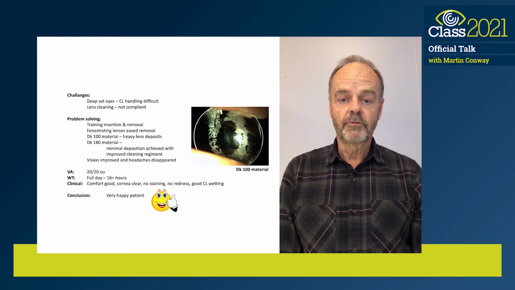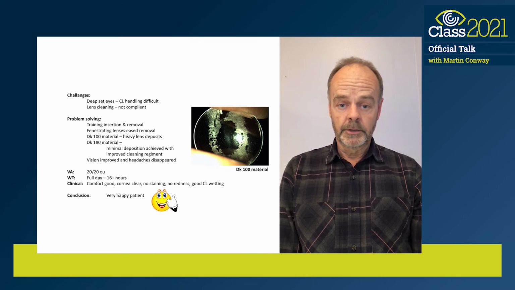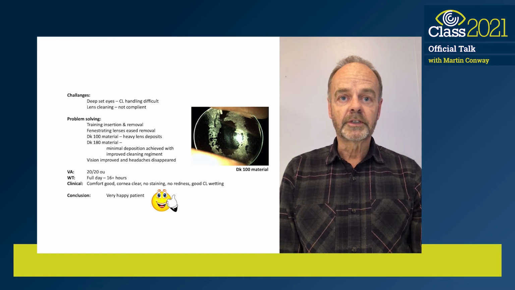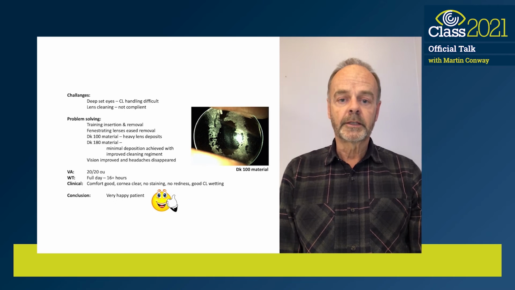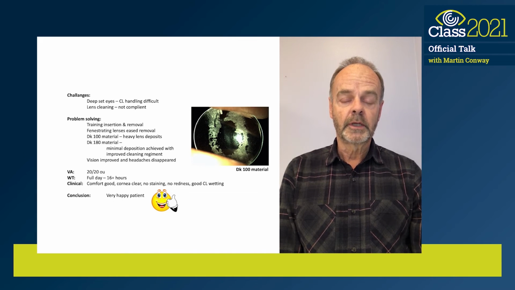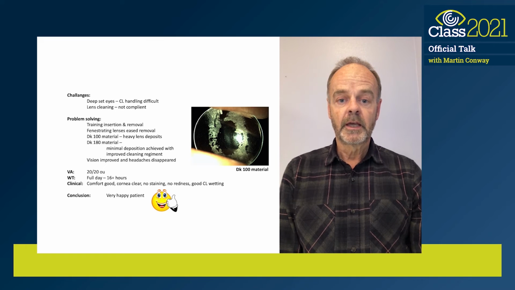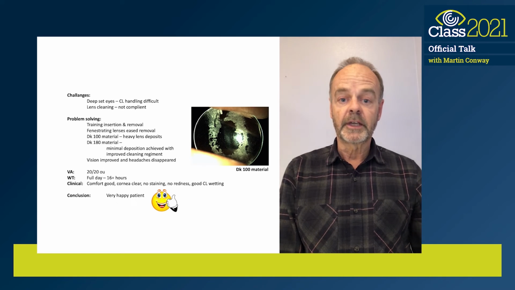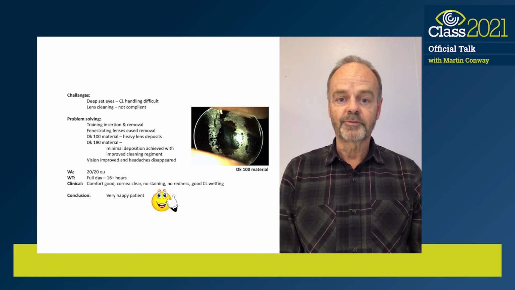His vision with the lenses in, 20/20 right and left. His wearing time was 16 hours or more, full day. And as I say, his comfort was good. Corneas are clear, no staining, no redness, and the lenses are actually wetting well. So he was a very happy patient now. So he's doing very well with RGP lenses and is now completing his A-levels. And he got his driving license.